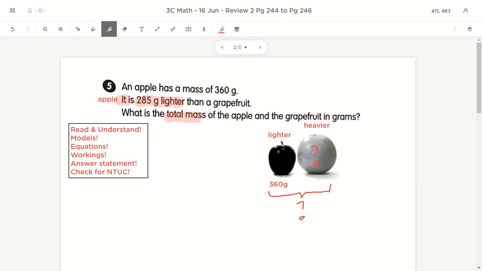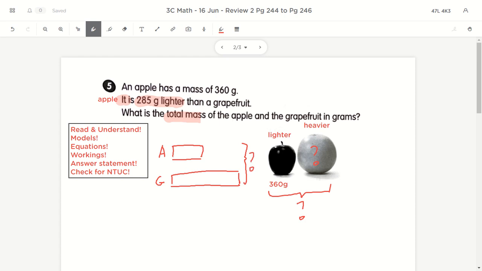Okay, so let's start. Let's draw a model. I have an apple, I have a grapefruit. I know apple is lighter, so apple has a smaller, shorter bar. Grapefruit is heavier, so grapefruit has a longer bar. And I want to find the total.